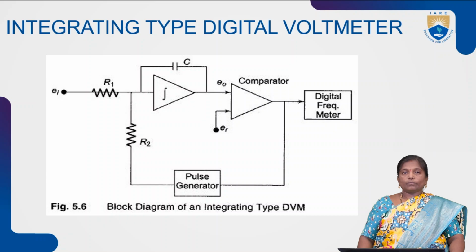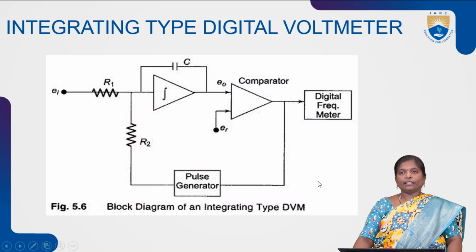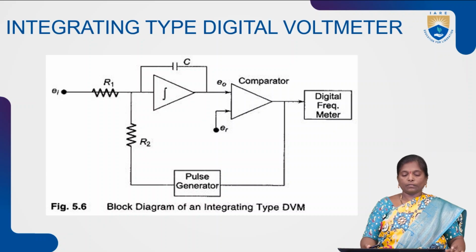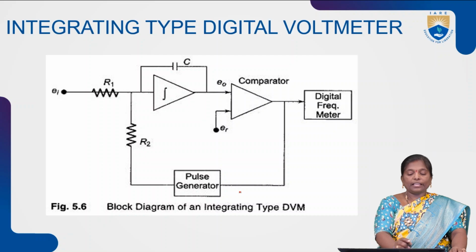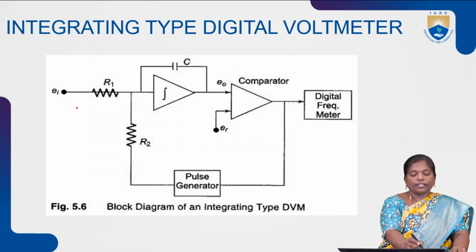So this is the block diagram, and the main blocks present in this integrating type of digital altimeter are the pulse generator, comparator and digital frequency meter. Along with this we have an integrator at the input section. So this is called the integrating type of digital altimeter. Coming to the operation, we are applying the input signal to an integrator.